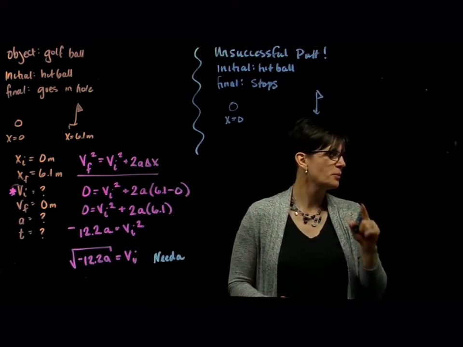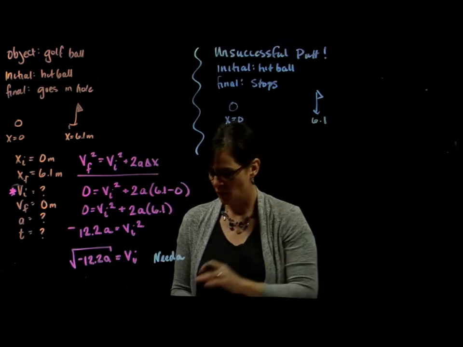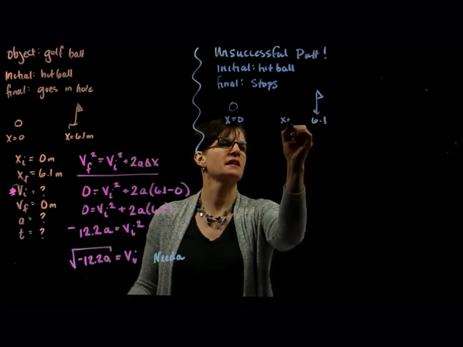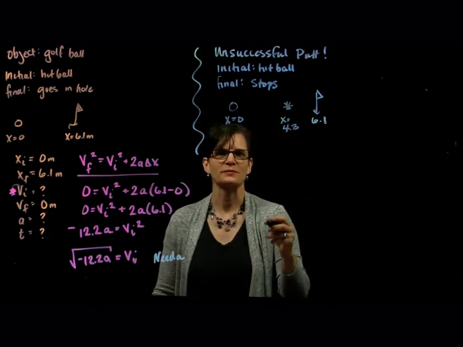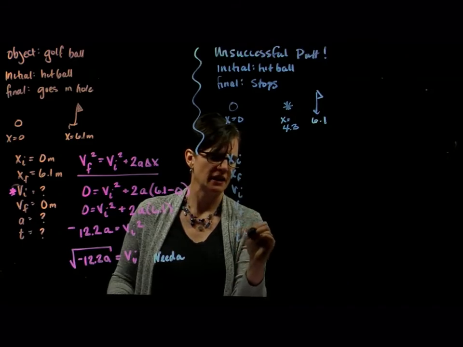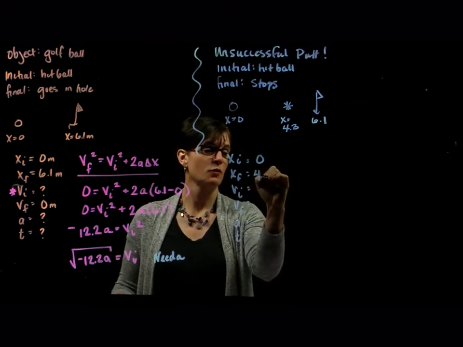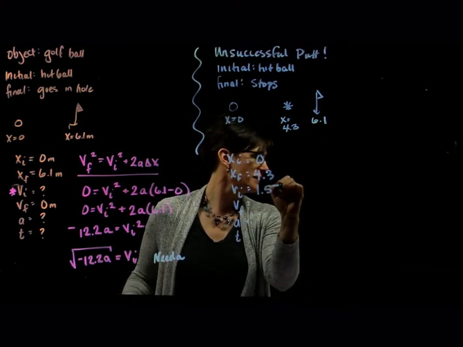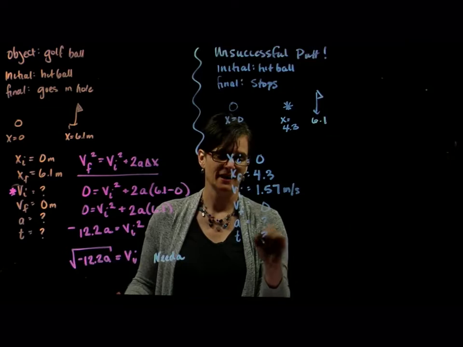So it stops 1.8 meters short of the hole. So if the hole is at 6.1, 1.8 meters short of that is 4.3. So it stops at x equals 4.3 at that location. All right, so let's set our list: X initial, X final, V initial, V final, acceleration, and time. My X initial is 0. My X final is 4.3. V initial, well, we're told we hit it with a swing causing it to go 1.57 meters per second. V final is 0. I don't know my acceleration and I don't know my time.